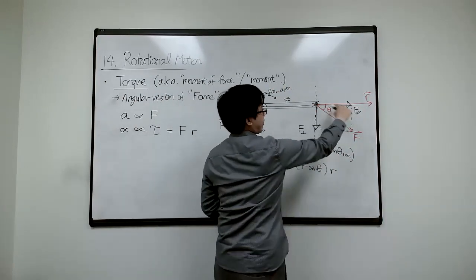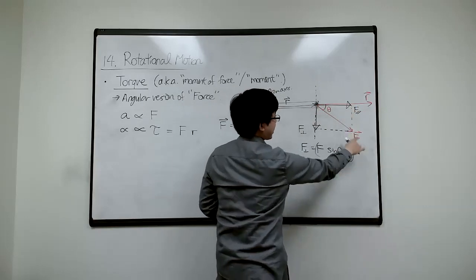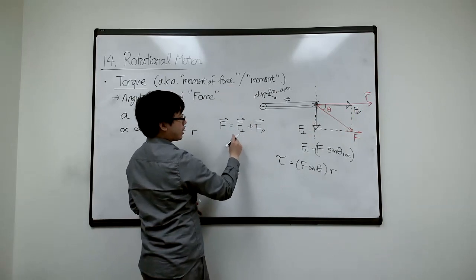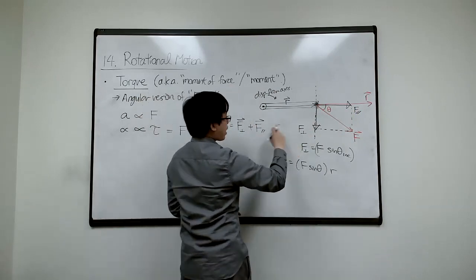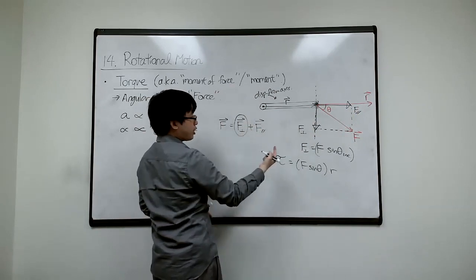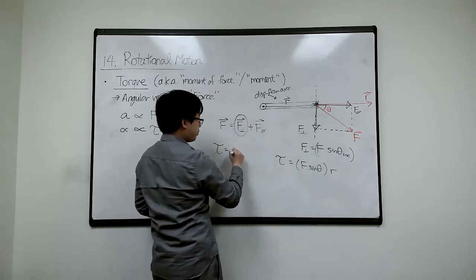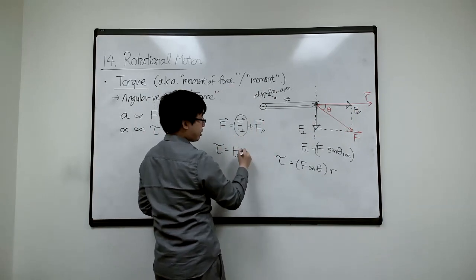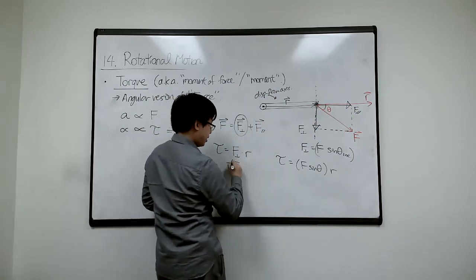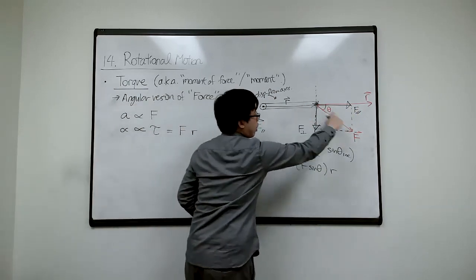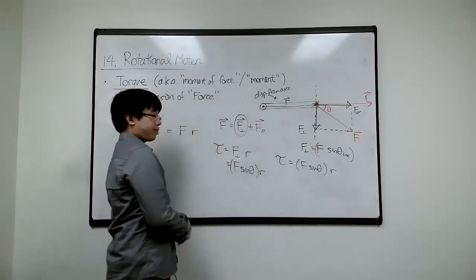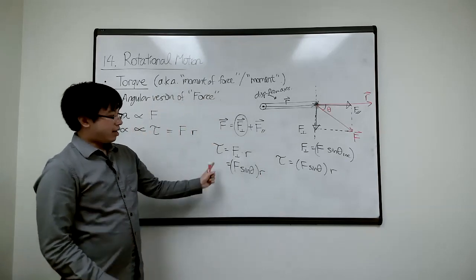So I can actually call this a vector and this a vector, right? So this vector plus this vector is this vector. So you agree. Now, the one that is really contributing to opening the door is this guy. So when you're talking about opening the door, tau should be this guy's magnitude times R, okay? Which means this is only part of the component of my original force, like this, all right? Now, all right, good.